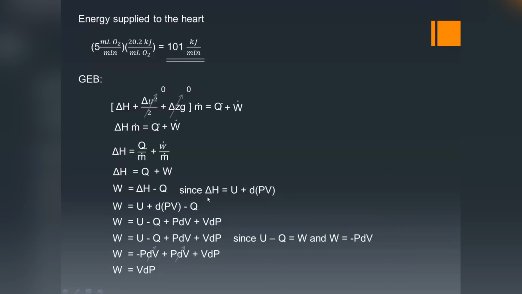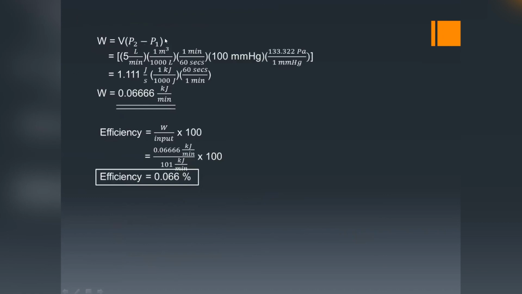Since we know that the change in enthalpy is equivalent to the internal energy plus the differential of pressure times volume, we can substitute it to the delta H term. We now have this. And since we know that internal energy minus heat is equivalent to work, and work is equivalent to the negative of the differential of pressure in terms of V, we have this. We can cancel out the PdV term. We have W is equivalent to VdP. Integrating, we get work is equivalent to the volume times the change in pressure.